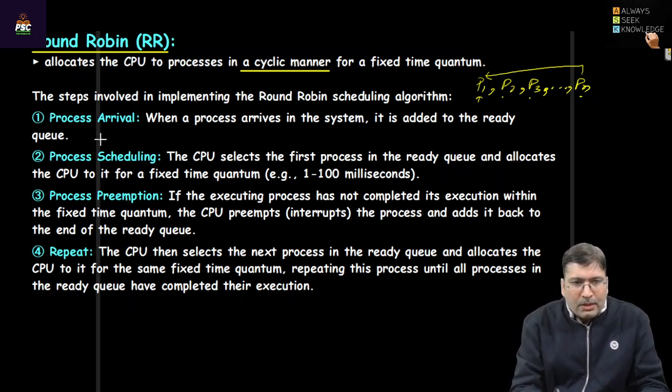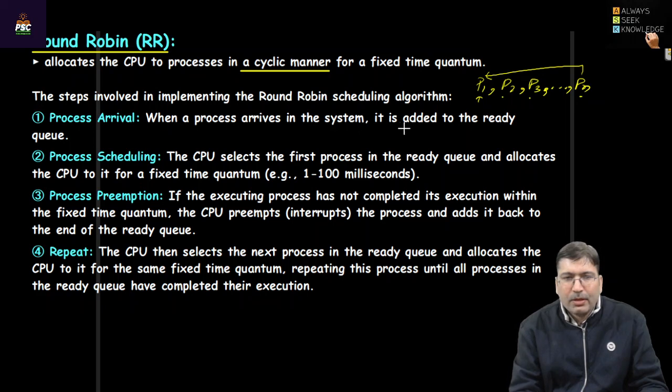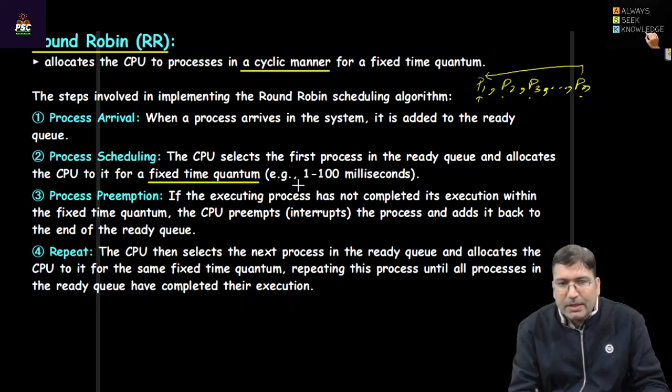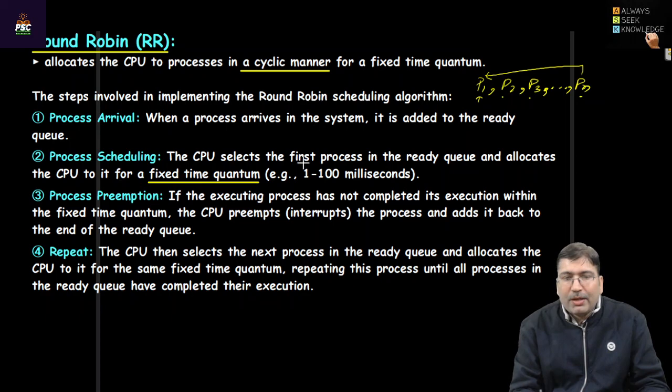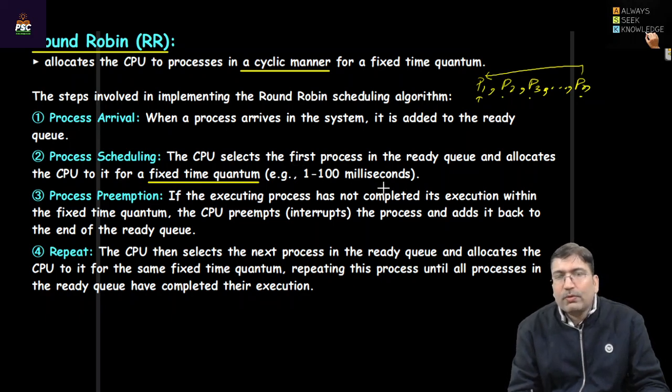Okay. So the steps are: a process arrives in the ready queue and is added to the ready queue, then process scheduling takes place. The first process in the ready queue is allocated the CPU for a fixed time quantum. Fixed time quantum is important. Every process will get at most that much time, maybe a certain number of milliseconds. Then the process will be preempted after the time quantum is over.